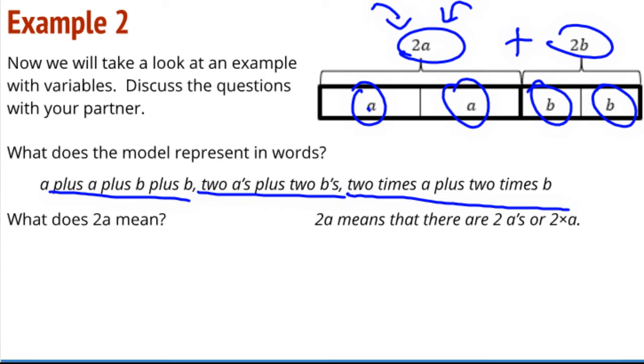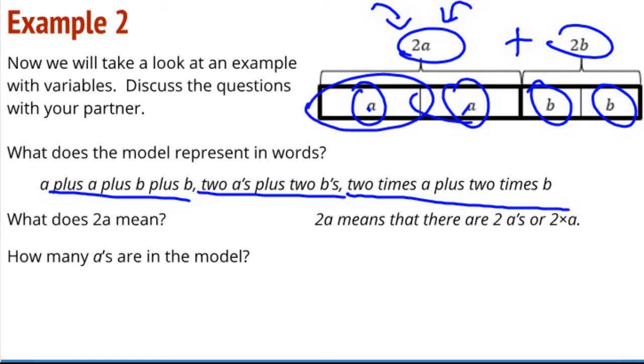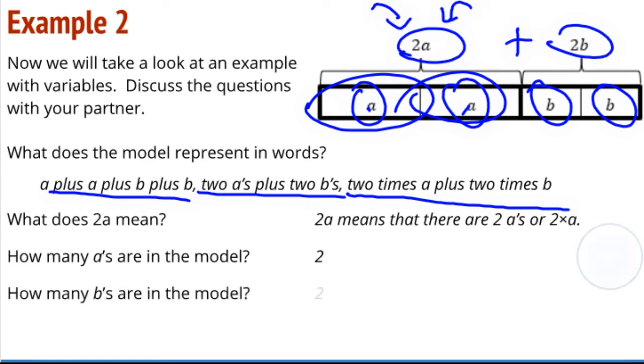Here's one of them, here's another one of them. And how many A's are there in the model? Well, interestingly, there's 2 of them. And how many B's are there? Well, there's 2 of them.